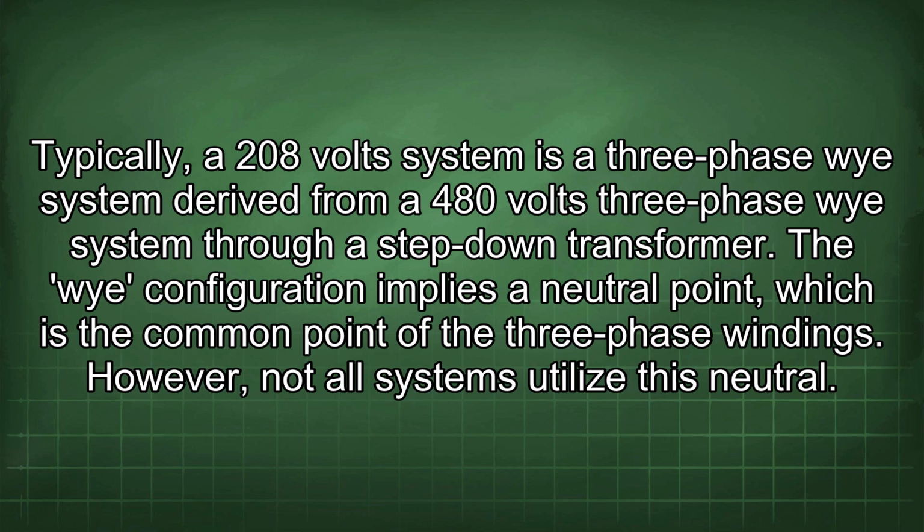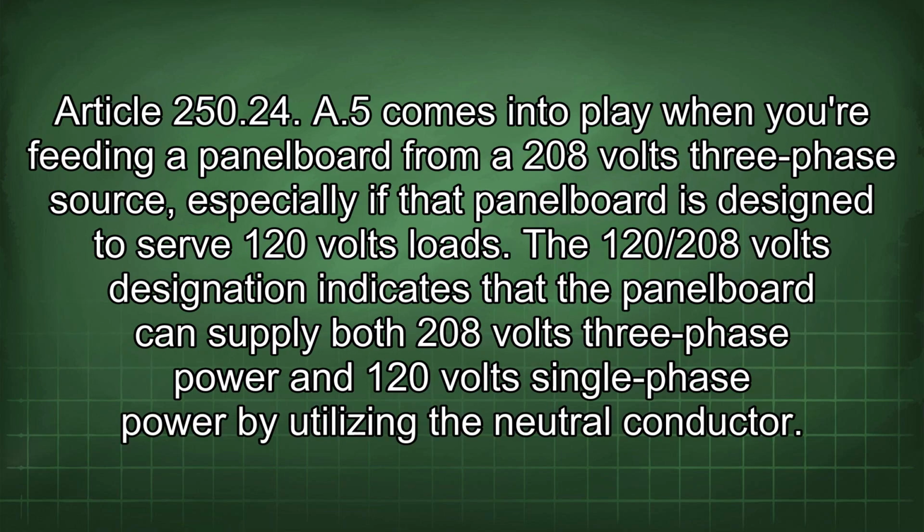However, not all systems utilize this neutral. Article 250.24(A)(5) comes into play when you're feeding a panel board from a 208 volt 3-phase source, especially if the panel board is designed to serve 120 volt loads. The 120/208 volt designation indicates that the panel board can supply both 208 volt 3-phase power and 120 volt single-phase power by utilizing the neutral conductor.